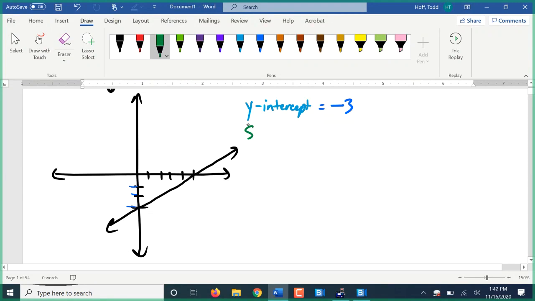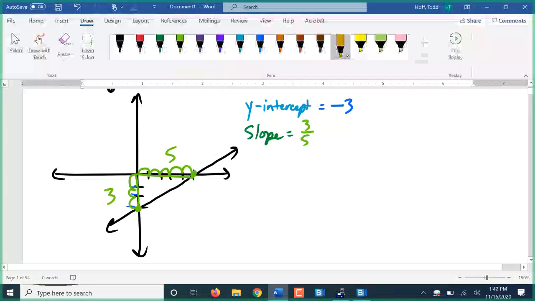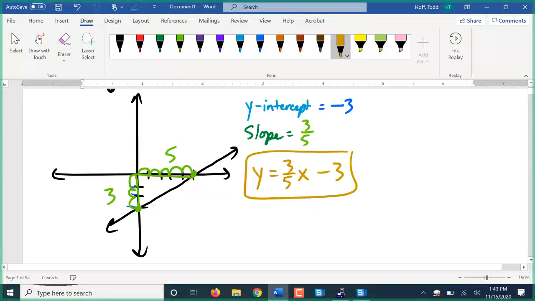Our slope. Well, I have grid points here on the axes. That's my rise and my run. I rise 1, 2, 3. I run 1, 2, 3, 4, 5. So my slope is 3/5. That cannot be reduced. So my equation, y equals slope times x, so 3/5 times x, plus the y-intercept. Well, the y-intercept's -3. So I could do plus a -3 or simply -3. So y equals 3/5 x minus 3.